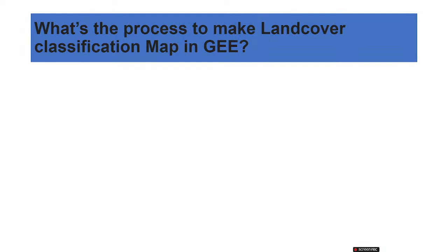So first of all, when you want to make a land use land cover classification map in the Google Earth Engine platform, we have to follow some process. This process is the same for any type of land use land cover classification map. First of all, you have to select your region of interest. Suppose you want to work with Dhaka city. First you have to import your boundary shapefile, so you select your region of interest. This is the first step.